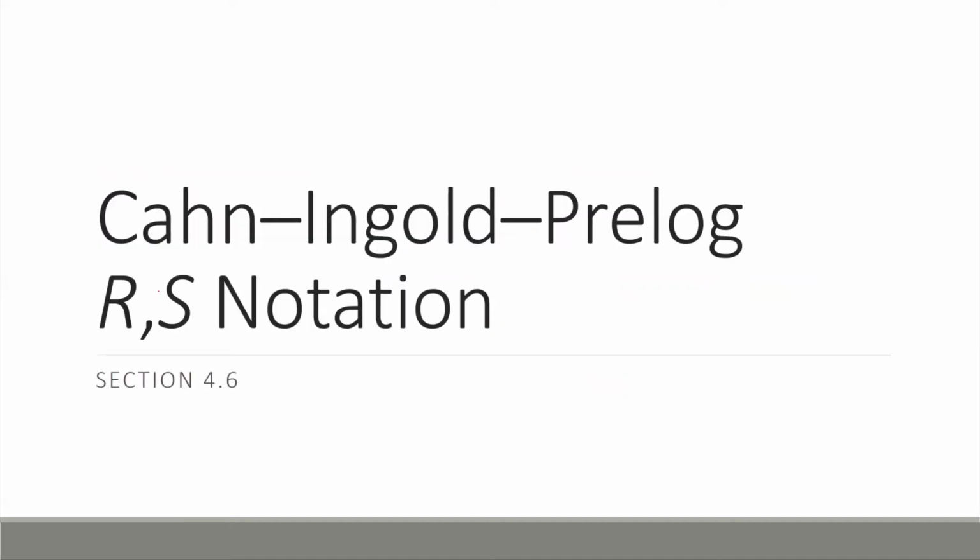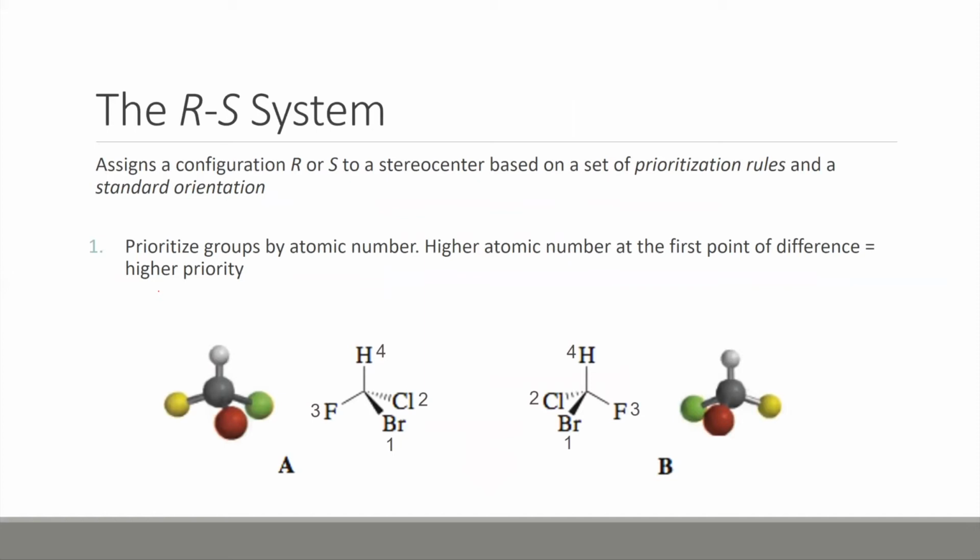Okay, so now we're going to go into talking about the R and S notation that we use for chiral centers. Generally, we can assign chiral centers. Remember that when you have a chiral molecule and a chiral center, these always come in pairs. And so they can be assigned a configuration of what we call R or S to their stereocenter. And these are just based on a set of rules and their orientation.